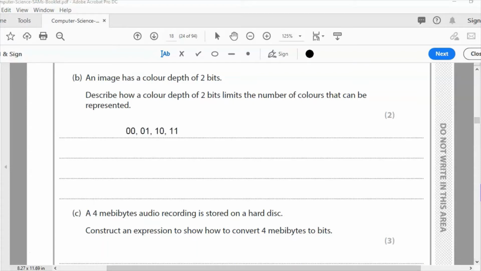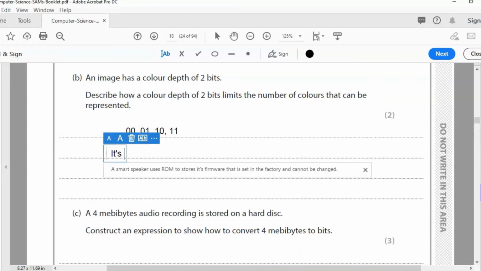Now, if we think about just having 2 bits for each color, we've really got 0 0, 0 1, 1 0, and 1 1. Nothing else. So we've possibly got something like white, light grey, dark grey, and black. So 0 0 would be white, 0 1 would be light grey, 1 0 would be dark grey, and 1 1 would be black. So the answer for that is it's only possible to have 4 colour representations. So I'm just going to construct an answer to go with that.